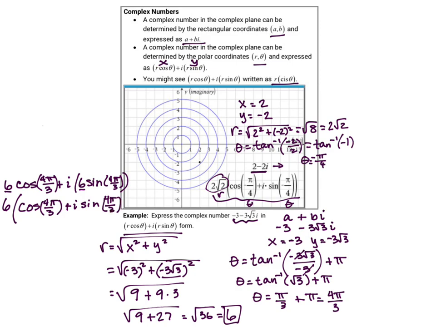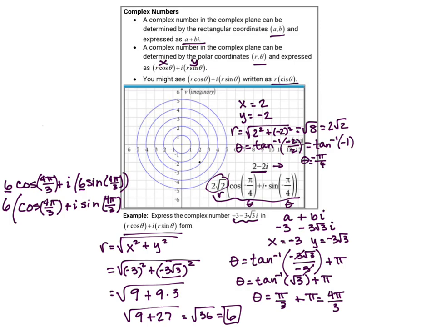Rookie mistake would be to pull out the 4 pi over 3. I see that from kids who don't know anything about trig. You cannot separate the argument from the trig function. Okay, that's a rookie mistake. You look at that and you say, hey, both have a 4 pi over 3, and yank it out of there. Wrong. Bad. Don't do that, ever.